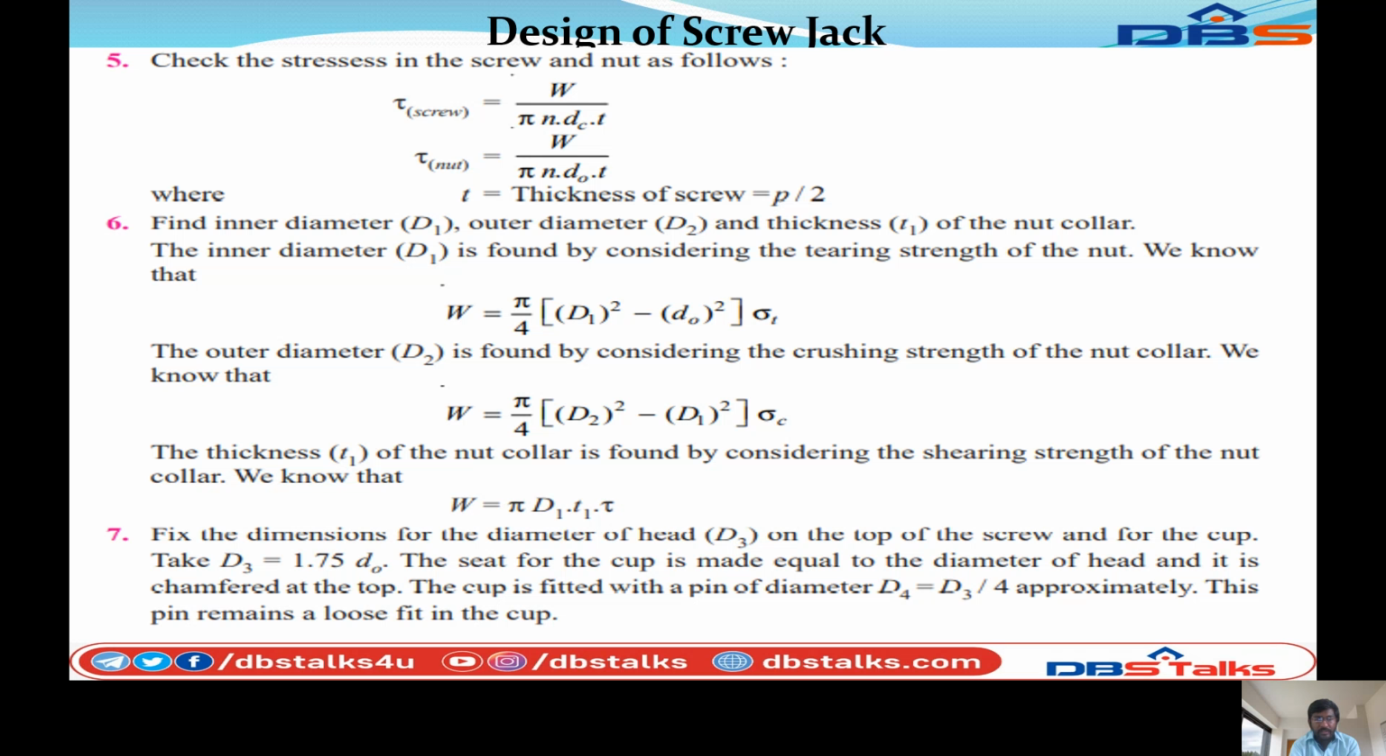So next step, seventh step, fix the dimensions for the diameter of the head D3 on the top of the screw and the cup. D3 is equal to 1.75 into D0. The seat for the cup is made equal to the diameter of the head and it is chamfered at the top. The cup is fitted with a pin of diameter d4 equal to d3 by 4 approximately. This pin remains a loose fit in the cup.